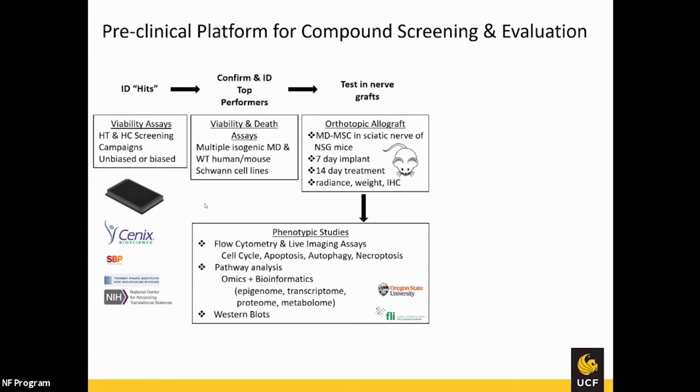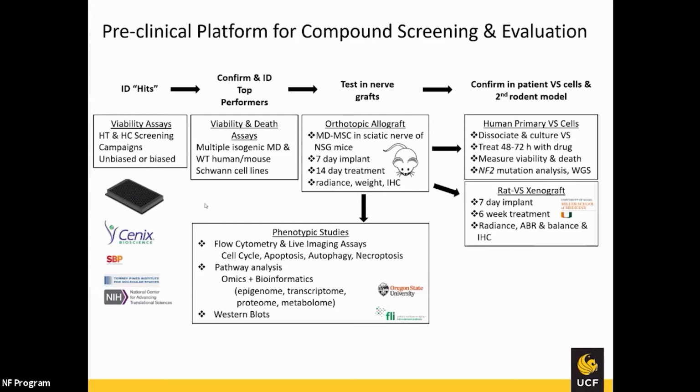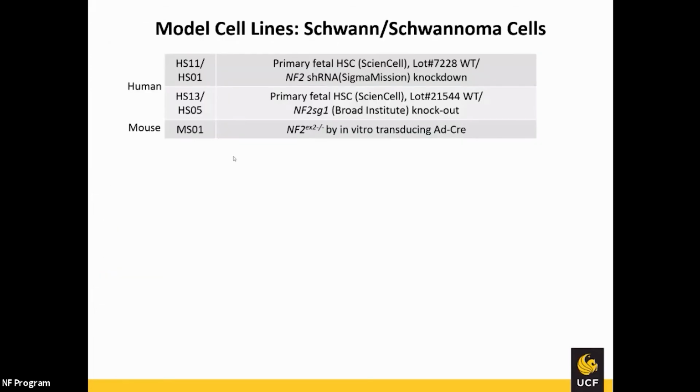Phenotypic studies are performed, including flow cytometry and live imaging assays for cell cycle progression and cell death, Western blots for confirmation, and omics studies. Advanced compounds are studied in human primary vestibular schwannoma cells and confirmed in a second rodent model: either the nude rat vestibular schwannoma xenograft model developed together with Christine Din at the University of Miami, or a GEM model for NF2 schwannomas.